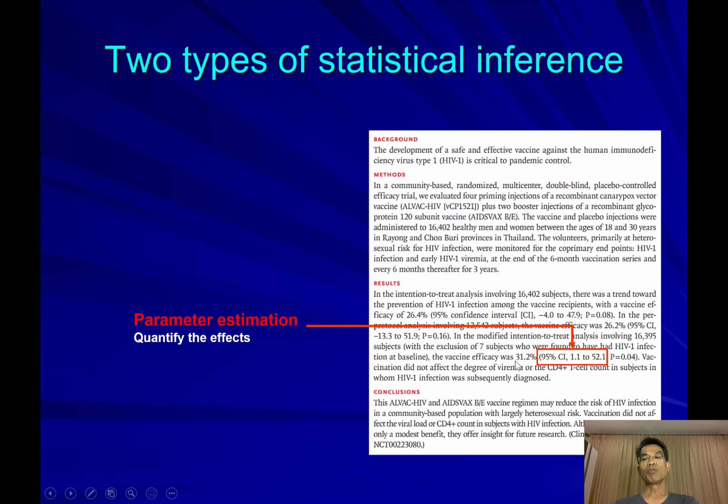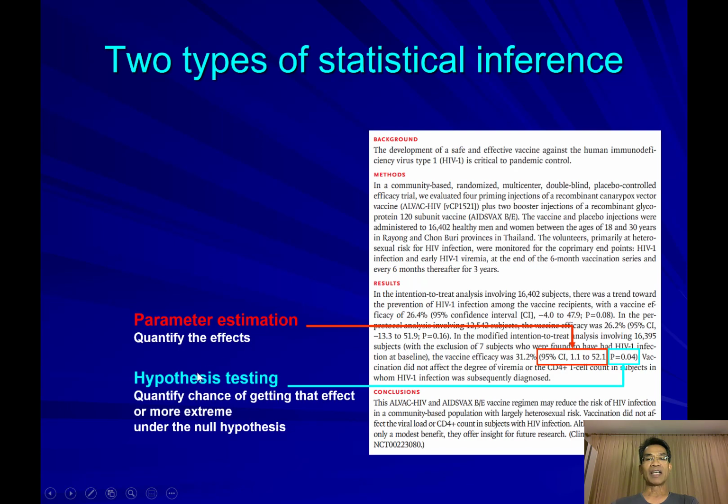Now, in statistical inference, there are two types. The first one is parameter estimation. It uses the information from the sample to make inference to the larger population. If we did 100 studies similar to this, the vaccine efficacy could range from 1 to 52%. We're 95% sure about that. So this is parameter estimation.